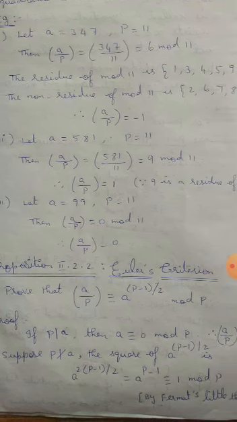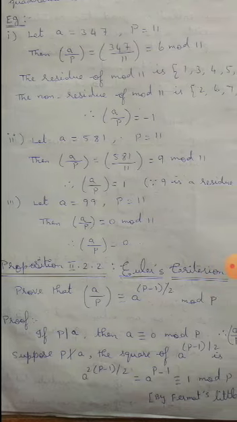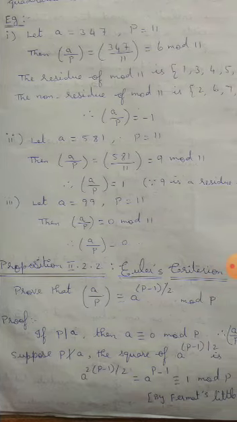Okay, next we are going to see one proposition, Euler's criterion. Prove that (a by p) is congruent to a to the power (p minus 1) divided by 2 mod p. Let us see the proof. If p divides a, then a is congruent to 0 mod p.